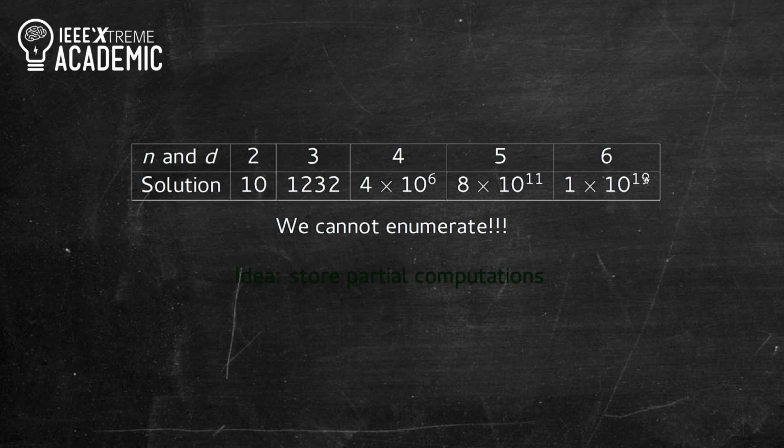So the idea we're going to use here is to store partial computations. What I mean by that is each time we make a computation, we're going to store it into memory so that if later on we find the same configuration again, we don't have to compute everything again. We just have to look into memory to find what was the solution we had then.